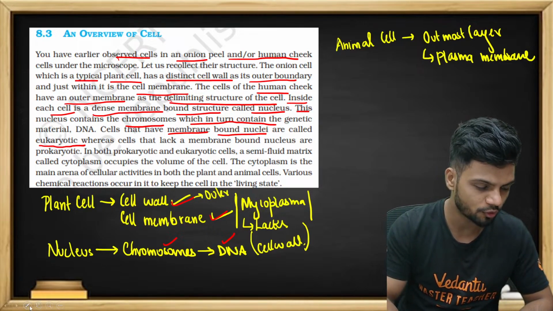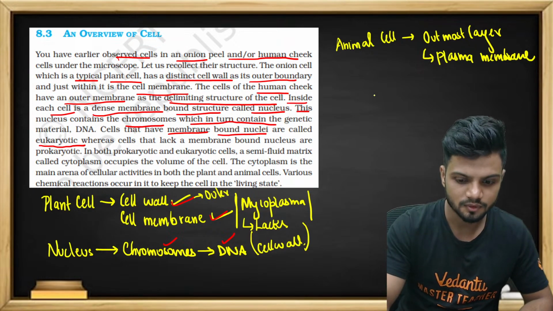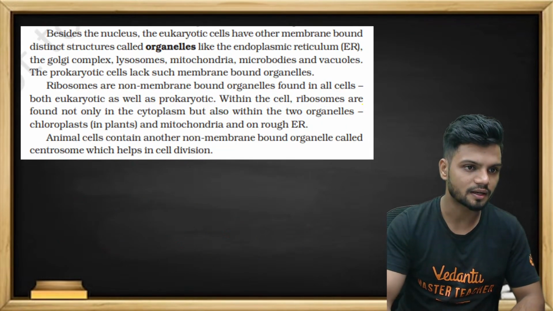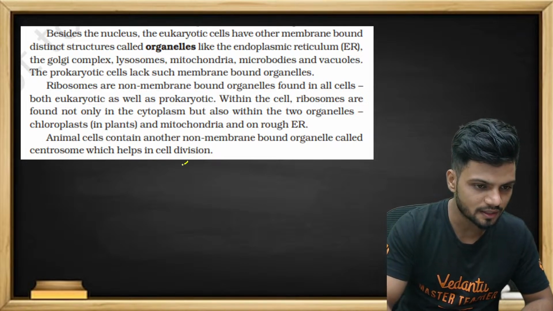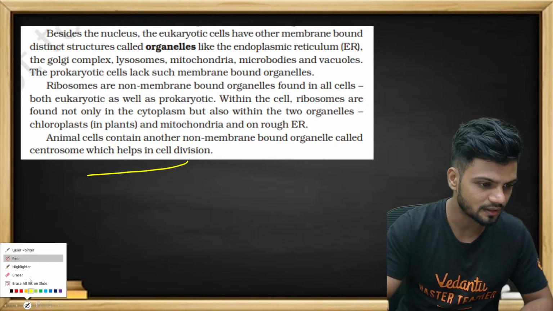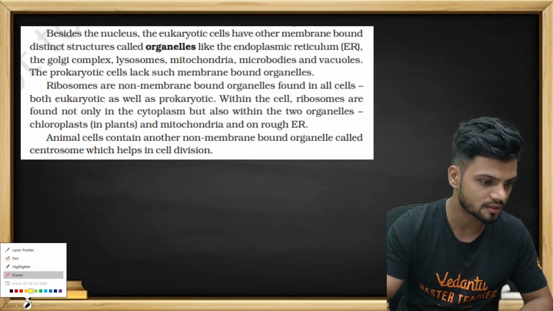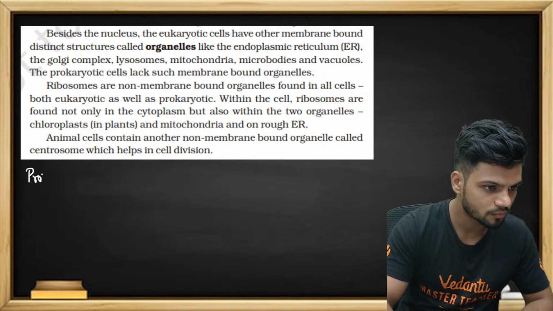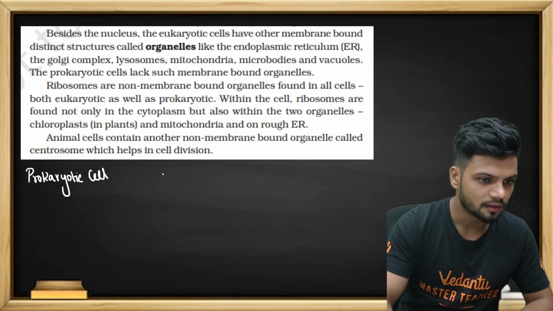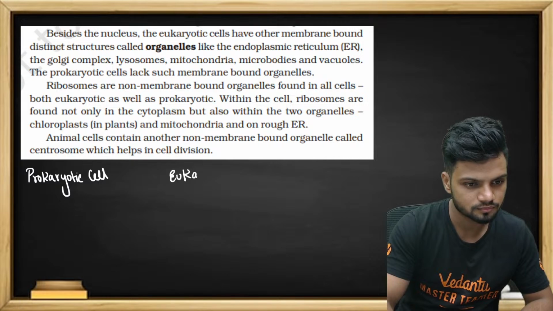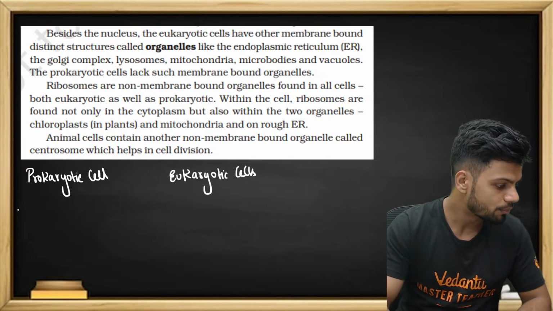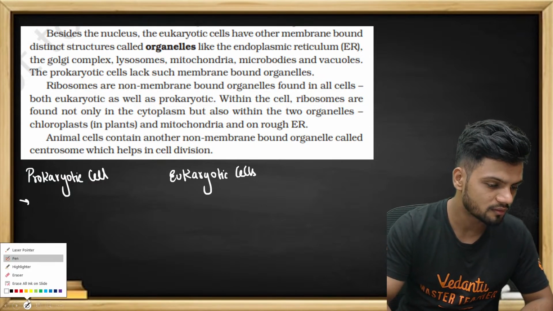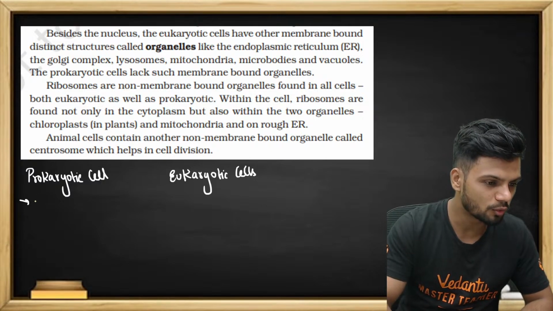And a very important point is coming up now. Let's take one separate slide to answer this, and then we'll come back here. Entire cells can be divided into two categories. The first one is called prokaryotic cell. The second one is called eukaryotic cell. Prokaryotic cells will have no membrane-bound organelles.